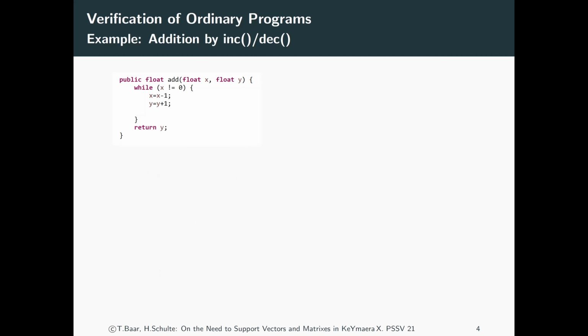Here we have a Java program. What we want to achieve is to add two numbers, X and Y, and we do it with a while loop. We always decrease X by 1, and at the same time we increase Y by 1. At the end, we return the value of Y. I heard somewhere that this is called Russian addition, but I'm not sure. I did not really find the reference. Maybe you can tell me later when we discuss it.